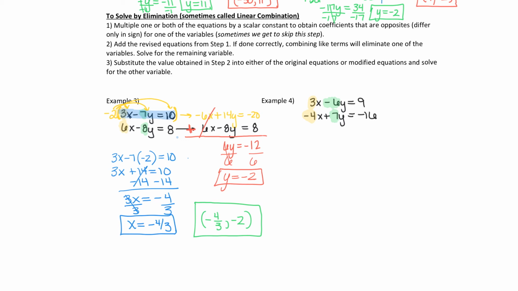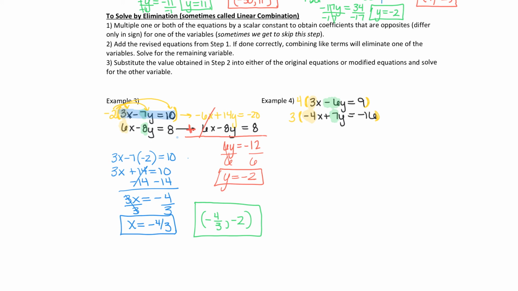So I think I'm going to go ahead and cancel those x's by turning the 3 and the negative 4 into a 12 and negative 12. So I'm going to multiply the top equation by 4. This will turn that first term into a 12x. And I'm going to multiply the second equation by a 3. I don't have to multiply by a negative because they're already different signs.